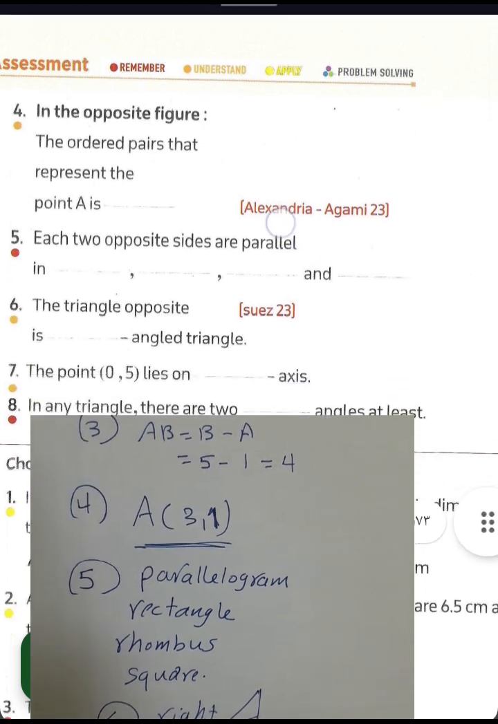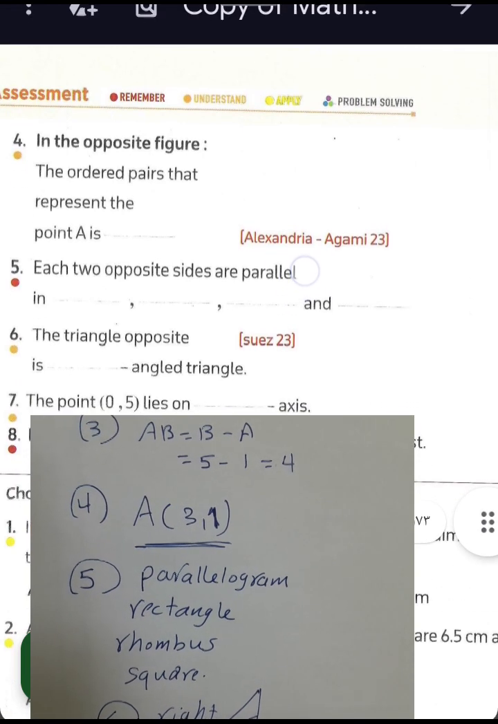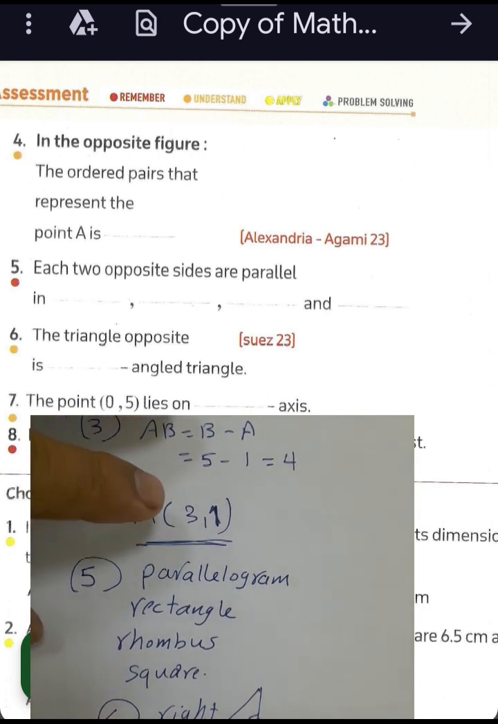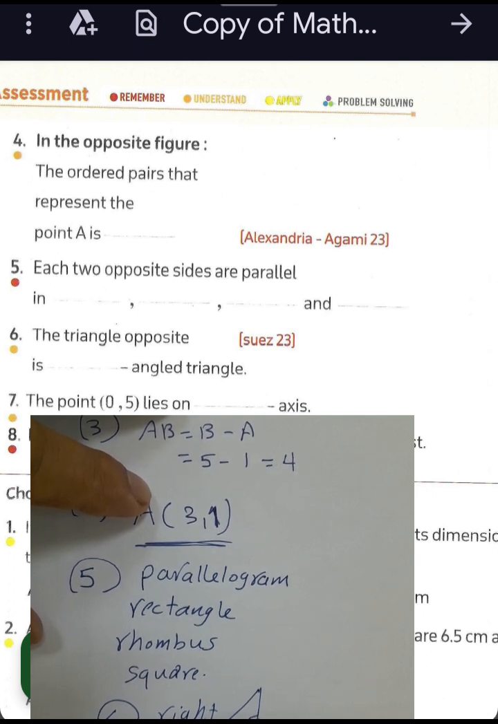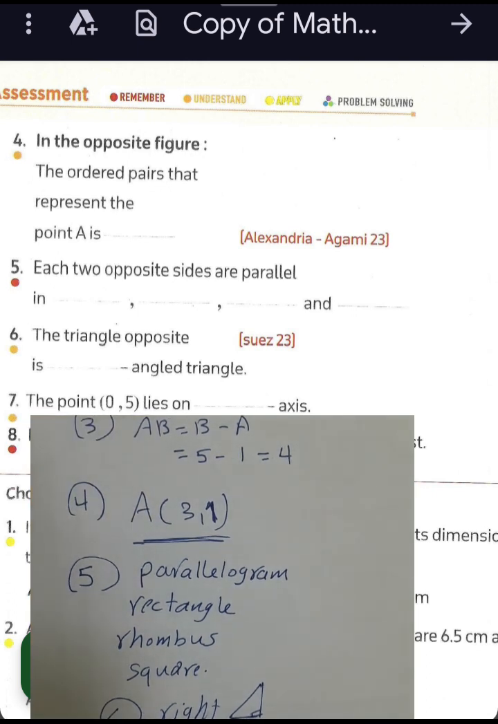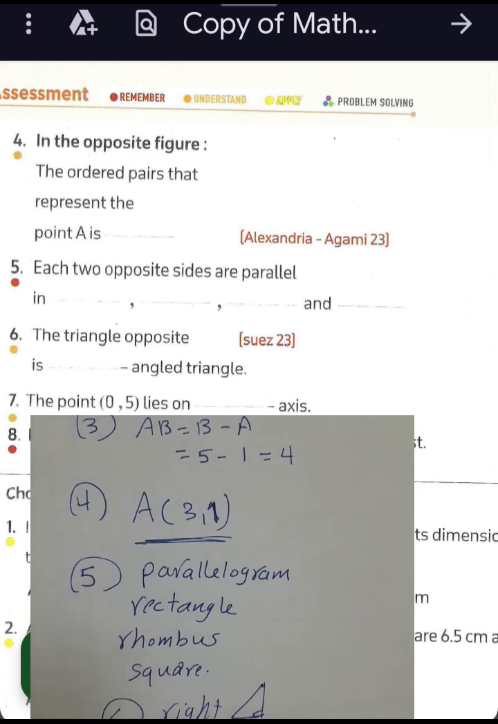Next question number 7. The point (0, 5) lies on the space axis. We have 0 and 5. We know an ordered pair contains x and y. x equals 0, meaning it lies on the y-axis. Write y in the space here. This is the point (0, 5) lies on the y-axis.